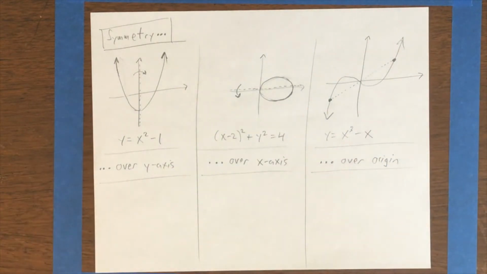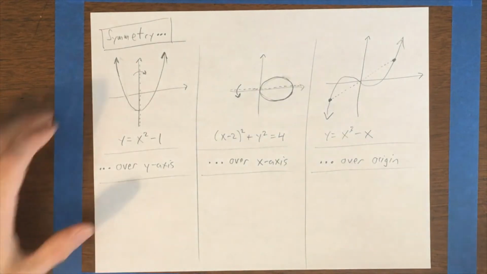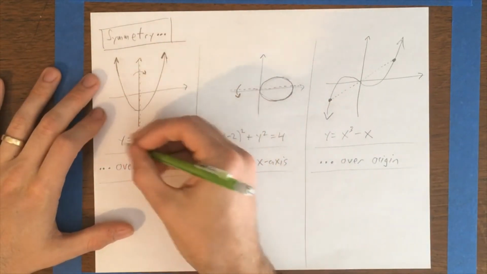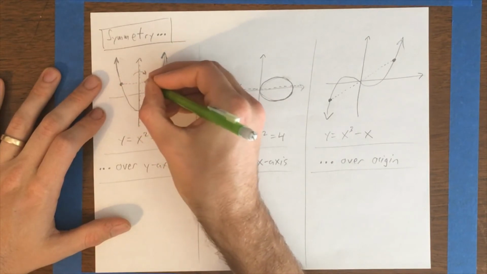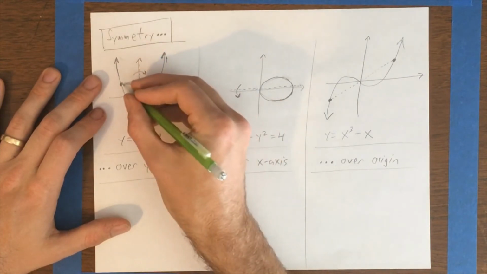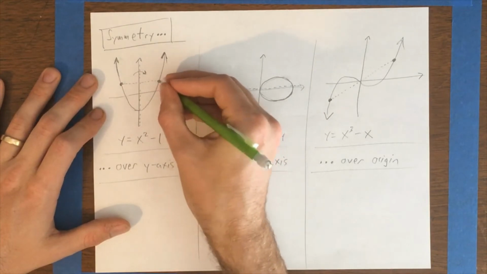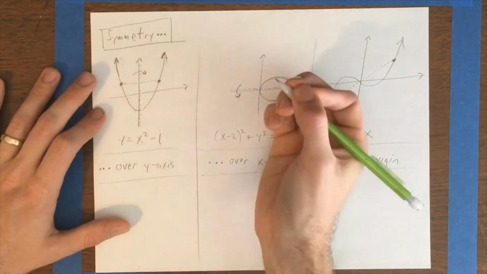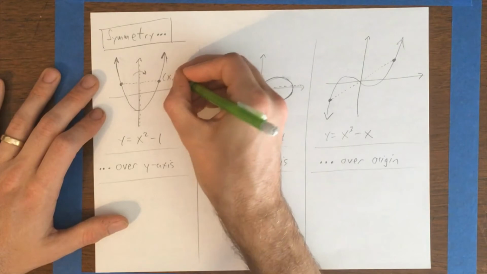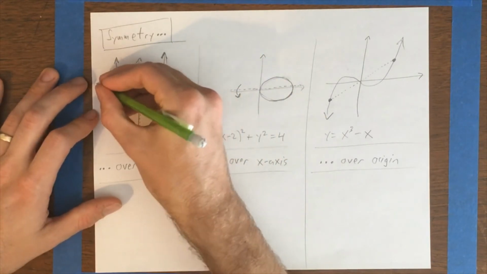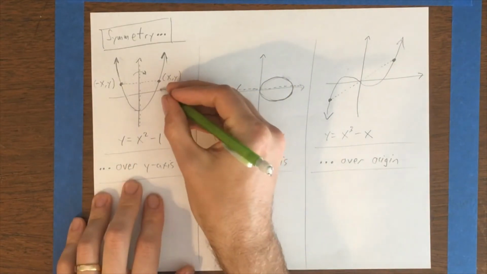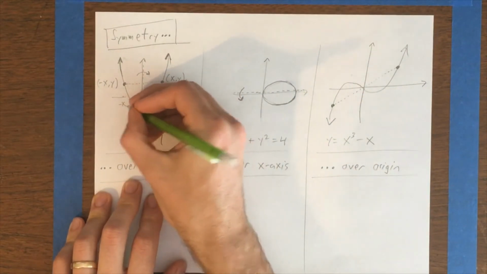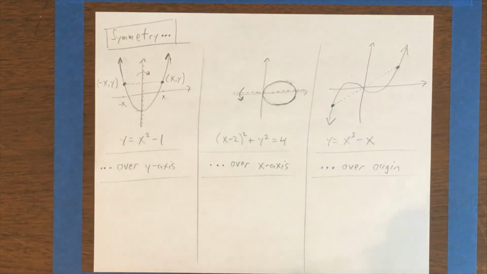Now, how do you check for these types of symmetry? Well, going back here, symmetry over the y-axis: if you take a point on one side and reflect it over the y-axis, drawing a horizontal line, go the same distance away on the other side, you'll find another point. If one of them is (x, y), the other one will be (negative x, y), because it's like x, negative x, right? Same distance away, so reflection.